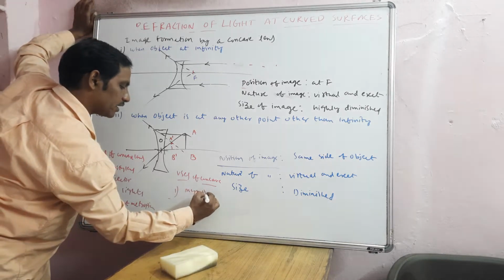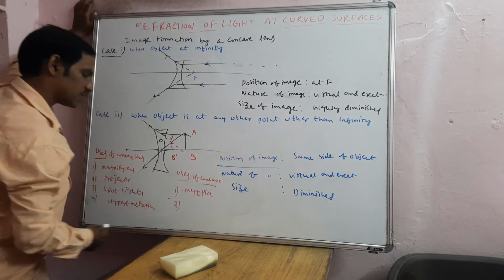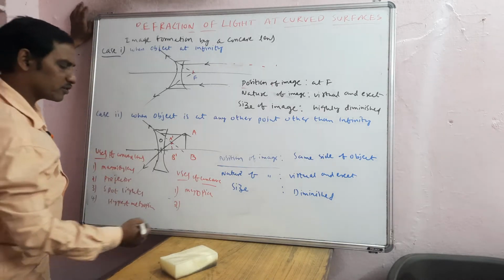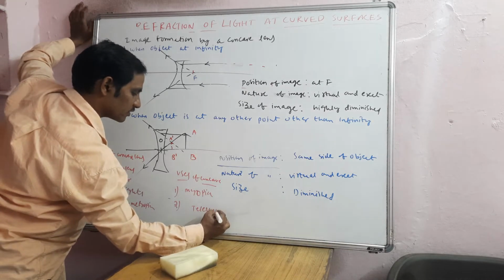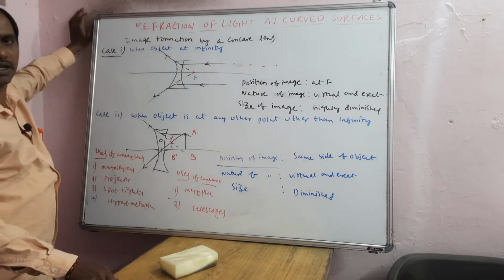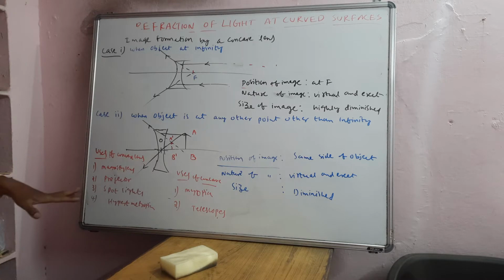Okay, and also see generally these concave lenses etc. are used in telescopes. So you can write the use as telescopes etc. So like that you can write. Now we will go to the next, sign convention.